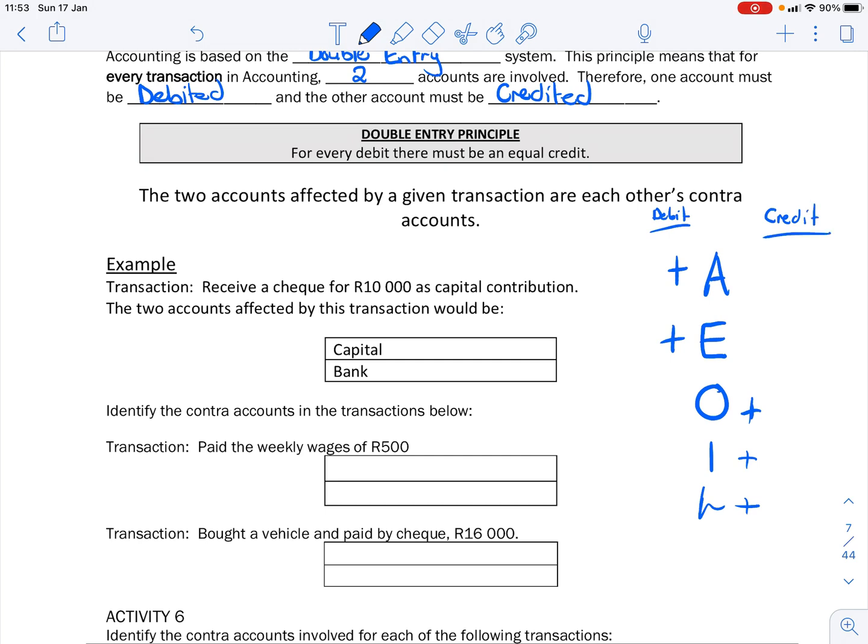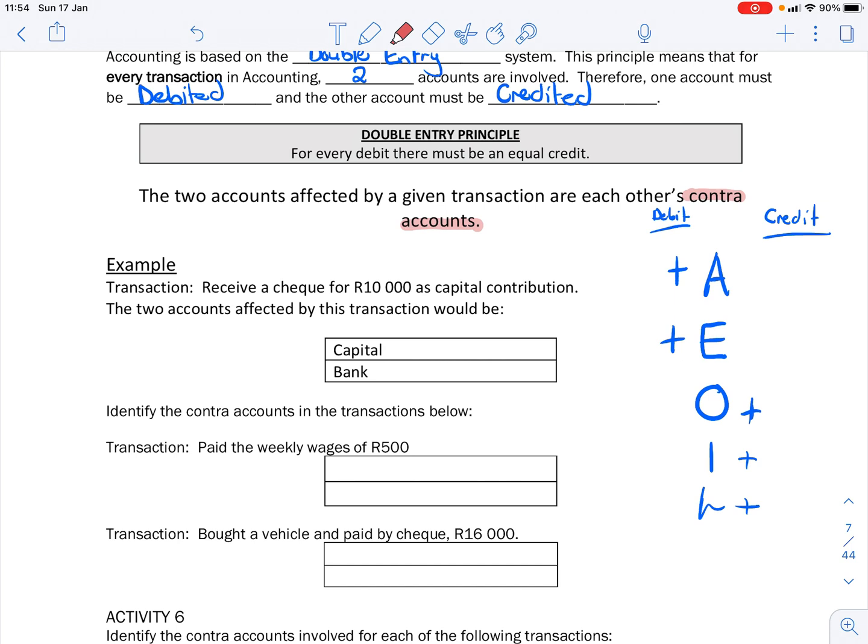Now, if we look at the following examples, it's trying to establish and explain to us how to work our two contra accounts. Now remember, if we talk about the term contra accounts, we are wanting to find out what two accounts are involved. They go hand in hand. This is what we look at.